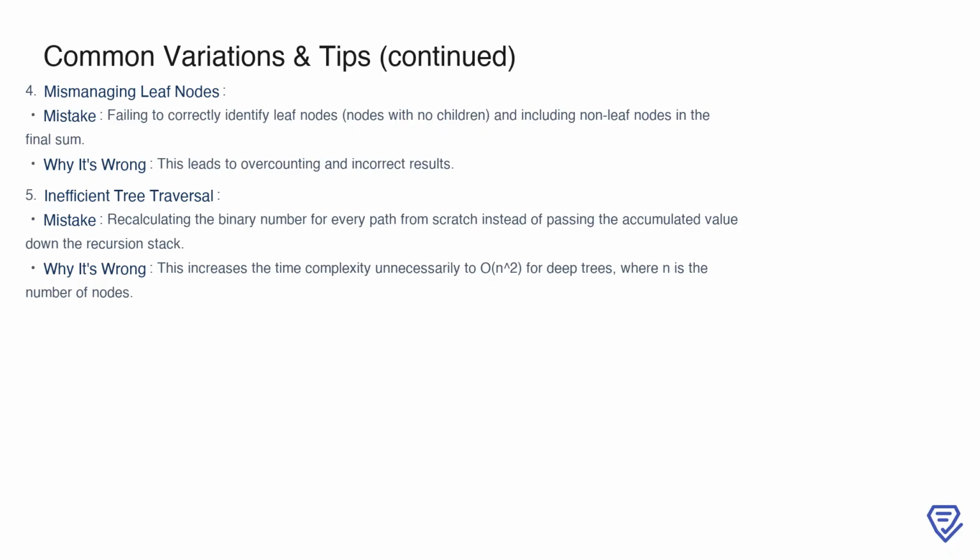Another inefficiency arises from recalculating the binary number for each path from scratch. Instead, you should pass down the accumulated binary value through the recursion stack. This approach avoids redundant computations and ensures the solution runs in O(n) time complexity. If you ignore this optimization, the time complexity can balloon to O(n²) for deeper trees, significantly slowing down your solution. Efficient tree traversal is key to solving this problem correctly and within optimal time limits.